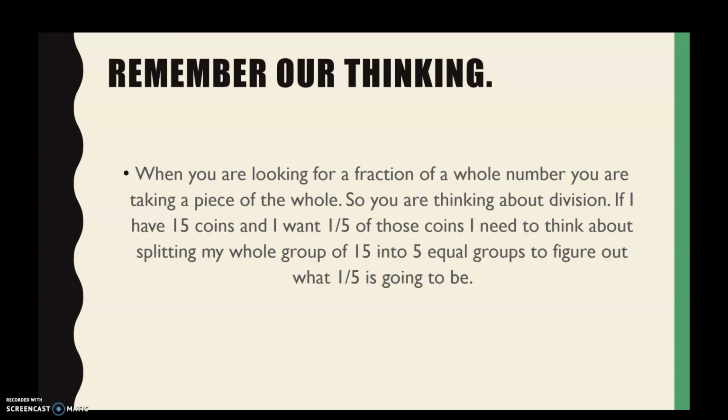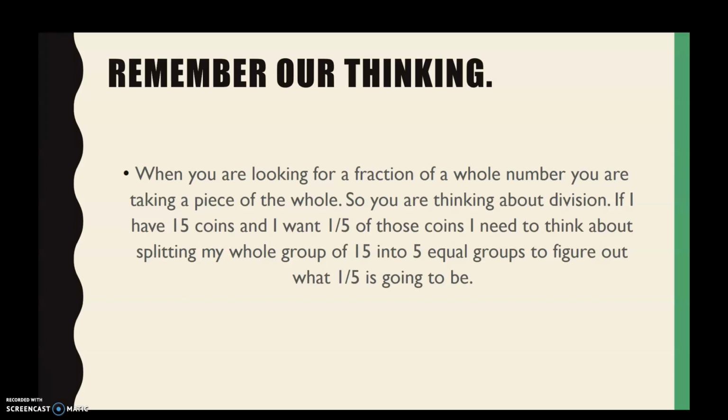When you're looking for a fraction of a whole number, you're taking a piece of the whole. It's important to remember that your answer should never be bigger than what you started with. So you're really thinking about division. If you have 15 coins and want to take 1/5 of those coins, you need to split your whole group of 15 into 5 equal groups to figure out what 1/5 is going to be. In our case, it was 3. Or when we had 16 coins, we were dividing into 4 equal groups. Our answer was always smaller than what we started with. We're thinking about division to help us get to that answer.